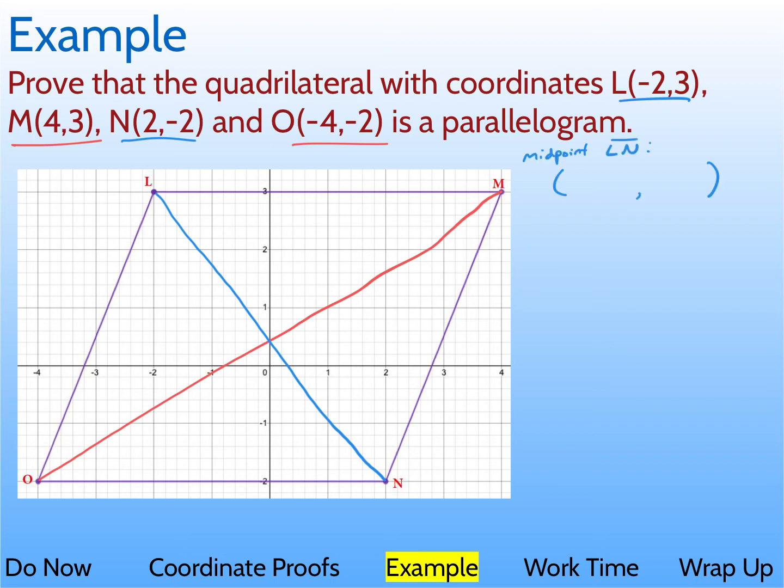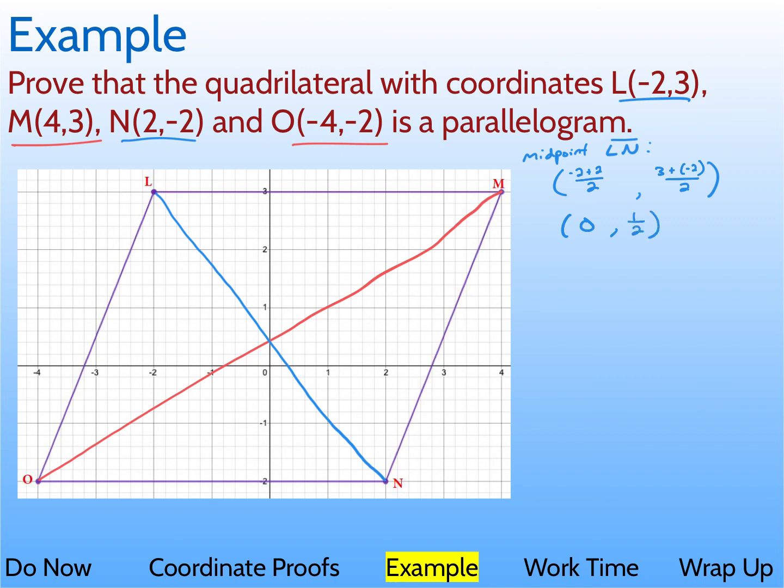So for the midpoint of LN, we're going to want to average the x coordinates, and we're going to want to average the y coordinates. So let's do it here. The x coordinates, we get -2 from L plus 2 from N divided by 2. The y coordinates are 3 plus -2 divided by 2. -2 plus 2 is 0, and 0 divided by 2 is 0, of course. And then 3 plus -2 is 1, divided by 2 is 1/2.